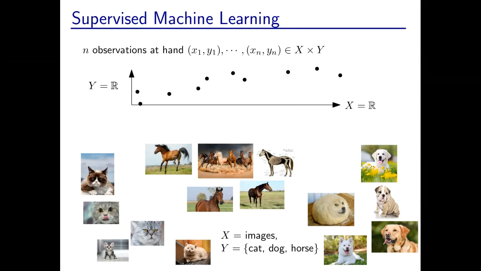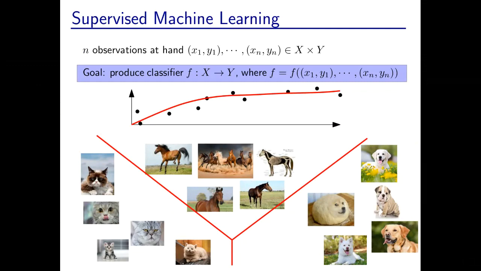So for instance, you may want to distinguish images representing horses from dogs, from cats, and the whole goal of supervised machine learning is to leverage the fact that you know the answer for some data, the training data set, to build a so-called classifier that will do the prediction. So again, either represent the function or at least find the boundaries between the different labels.